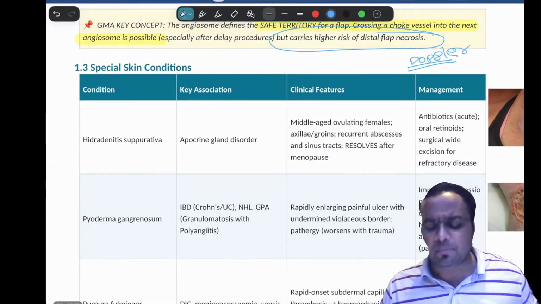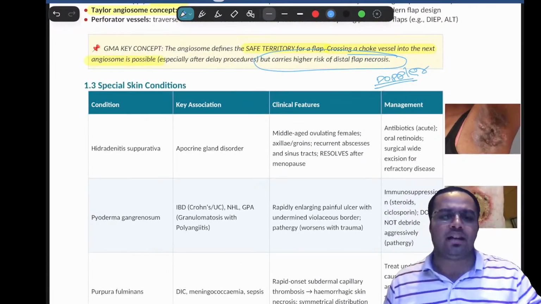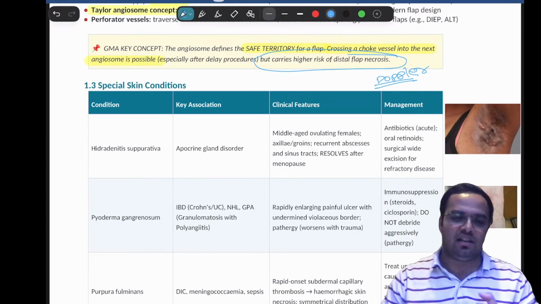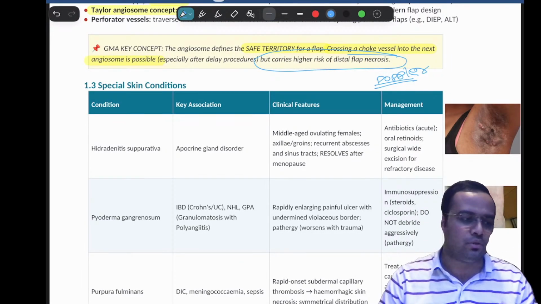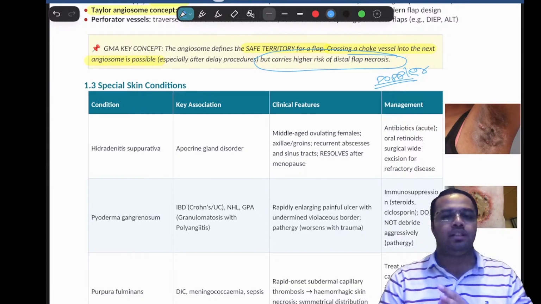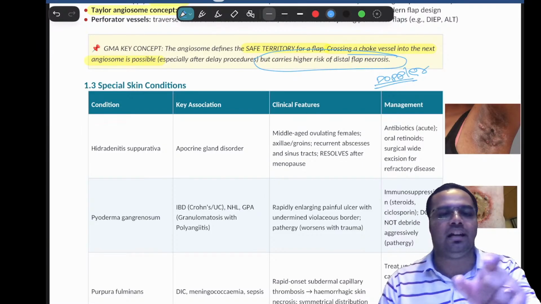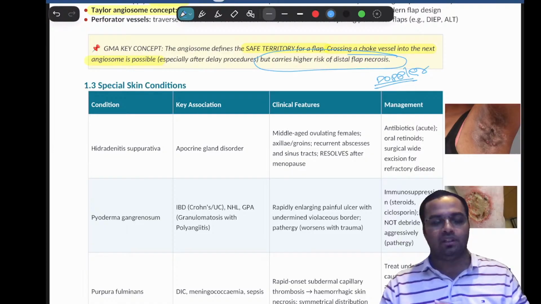So now coming down to some benign conditions of the skin, you are going to encounter them in your OPD. If you are a surgeon, you are going to see them. If you are a medical consultant, you are going to see them. If you are just an intern, still you are going to see the patients, because these patients present predominantly to the general OPD, and then they are referred to the surgeon if required.